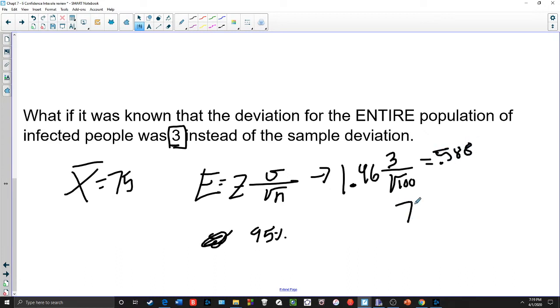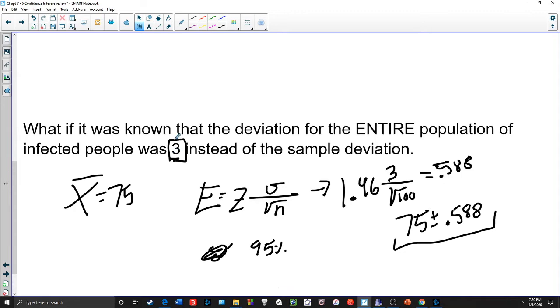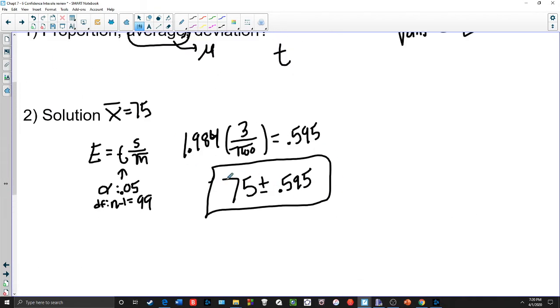0.588. So 75 years plus or minus 0.588. And you notice how this is a little bit of a tighter estimate? That's because if you have the deviation of the entire population, then you can afford to be a little bit more narrow in your guessing and a little bit more precise, because you know more information about the population. You know its deviation at least. Whereas here, we didn't know any information about the population at all.